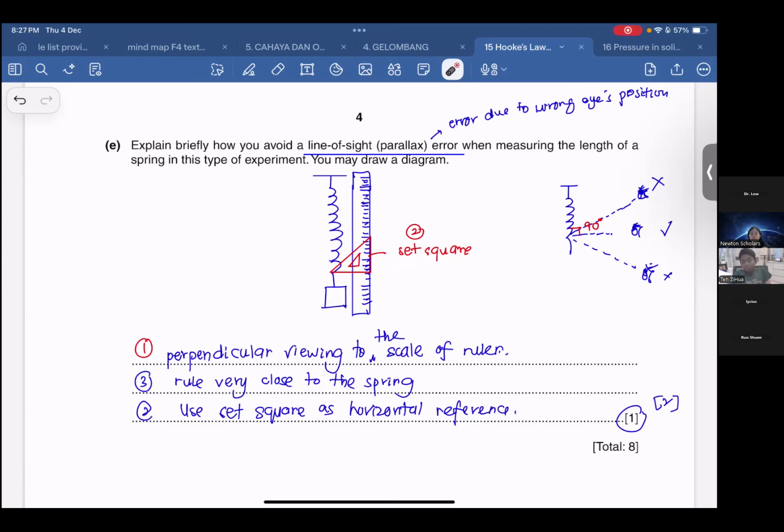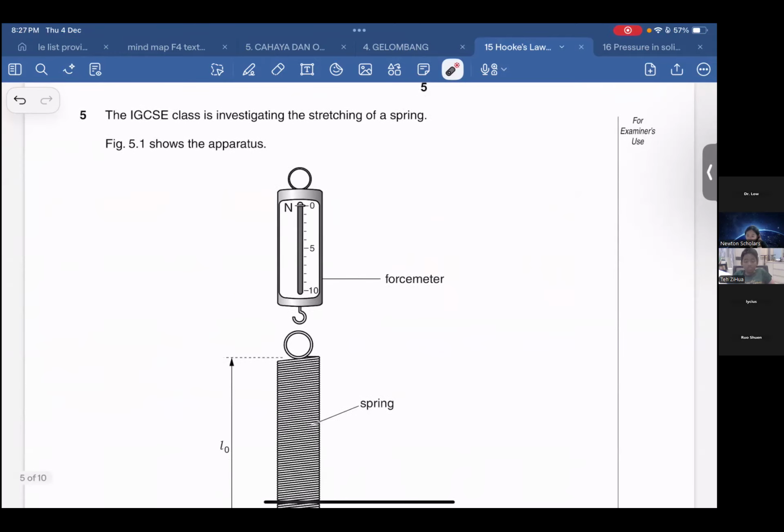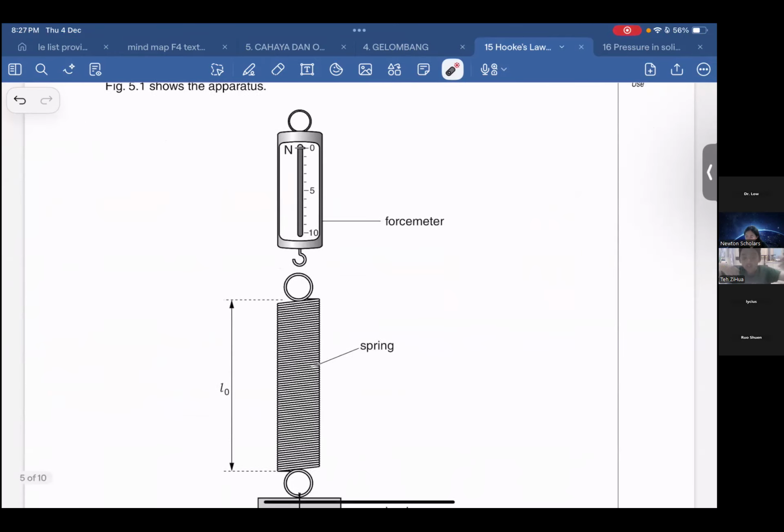Is it okay? Can we proceed? Crystal, done? Yeah, okay. Others, is it okay? Emily and Angeline, Crystal, okay already. Megan, okay. Huy Thong, okay. Okay, then we proceed.